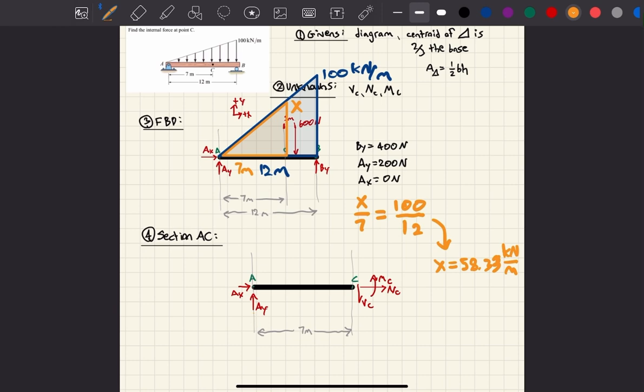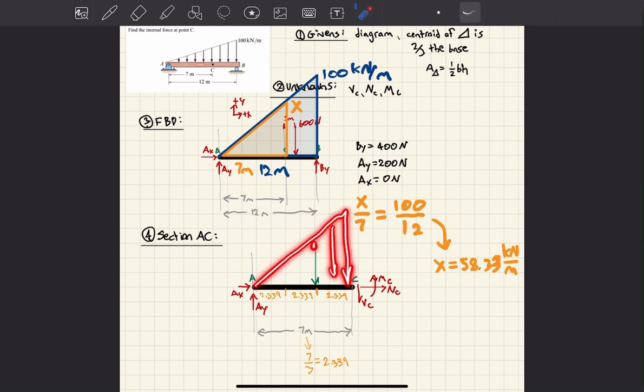If we take 2/3 from the base, if we divide 7 into 3, we're going to get that it is equal to 2.339, I believe. And if we split this up into 3 parts, this is 2.339, this is 2.339, this is 2.339. Our resultant force from this distributed load will act right there, right?